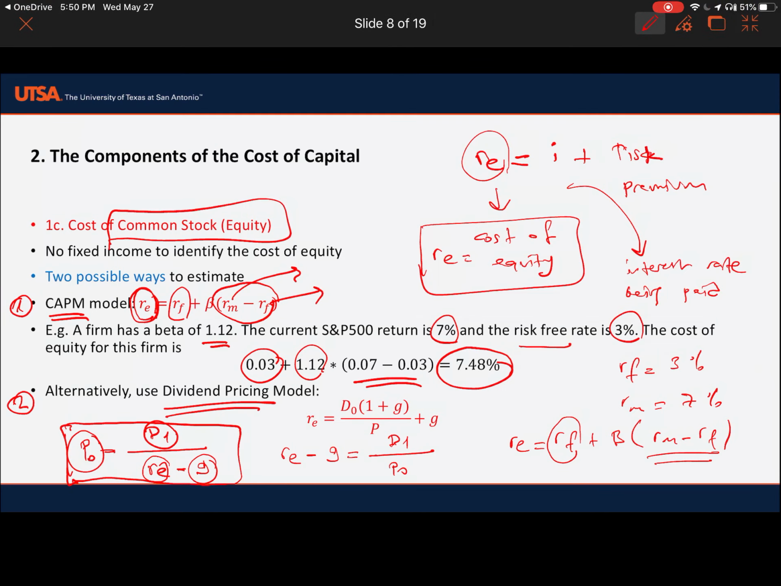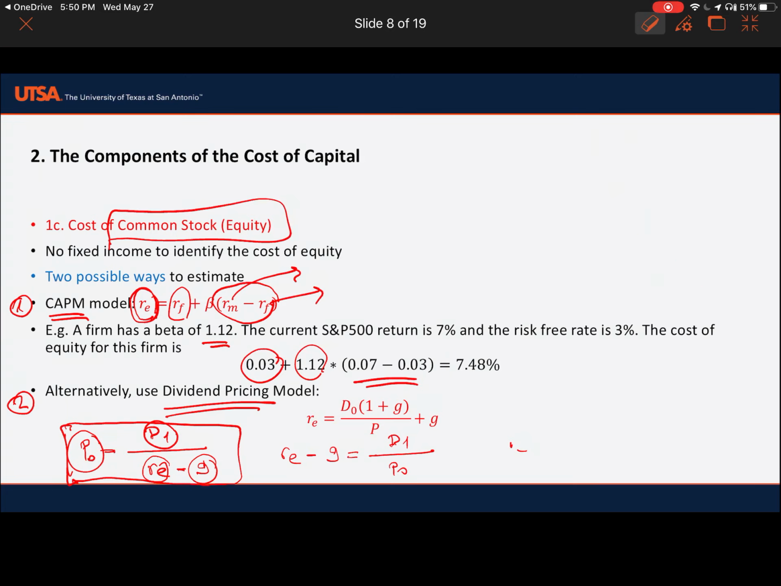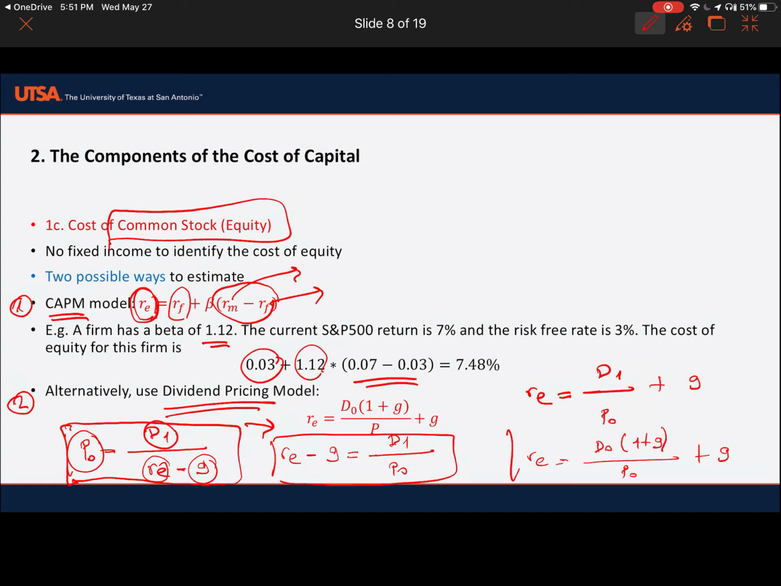As we manipulate this equation, the cost of equity equals dividend paid in time 1 over price 0 plus growth rate. What is dividend 1? This is simply dividend 0 multiplied by 1 plus growth rate. So I write the same: dividend 1 over price 0 plus growth rate equals return on equity.